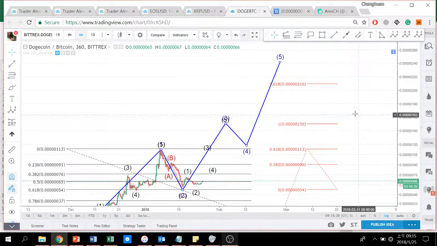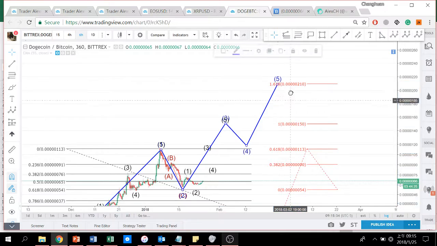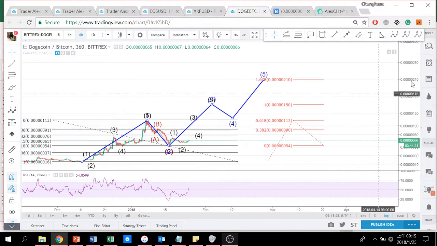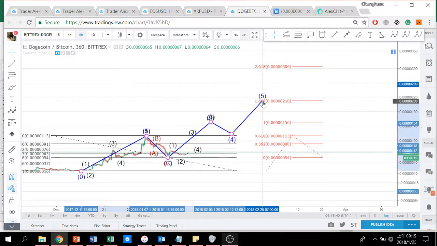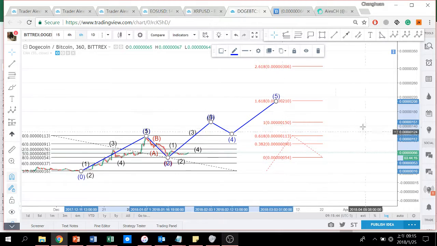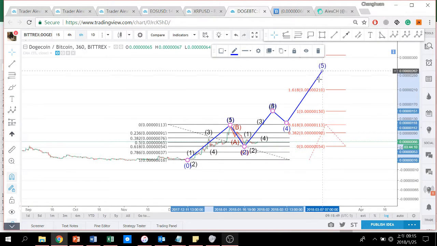of wave 4, right? And let's just assume wave 5 would end here, if wave 3 ends at 0.1, or we could have an extended fifth wave that goes to here, right? So either way, these targets wouldn't be available anytime soon.